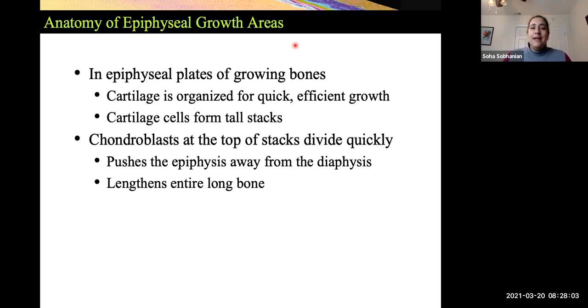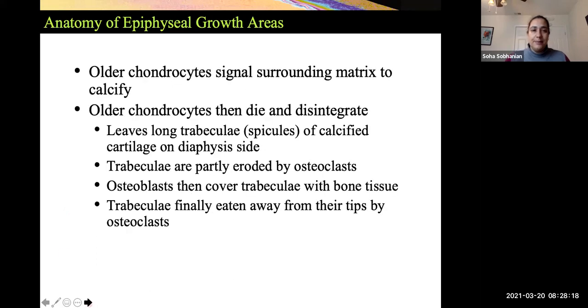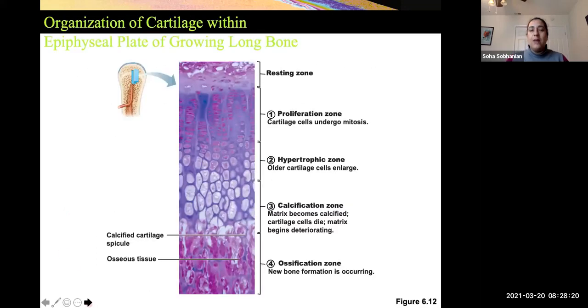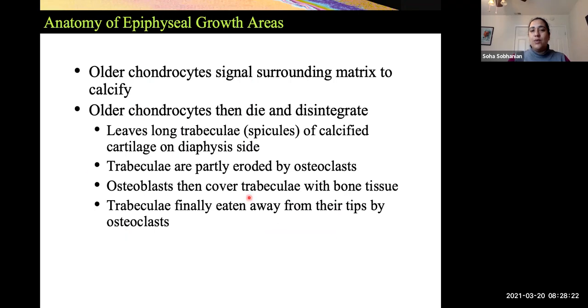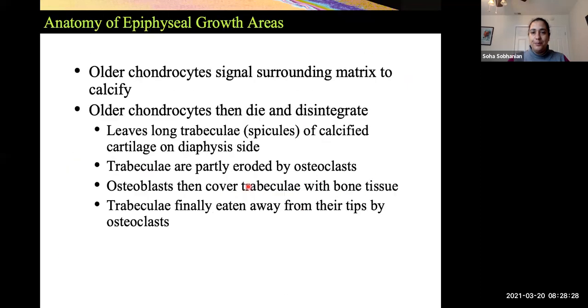So next thing we have is basically how are we actually growing? So I keep talking about this epiphyseal plate being important for the growth of the individual, but what is it actually doing that allows this bone to grow? So let's take a look at this. It's described here for you guys, but I'm going to show you on a picture because I think it makes it a little bit easier to follow.